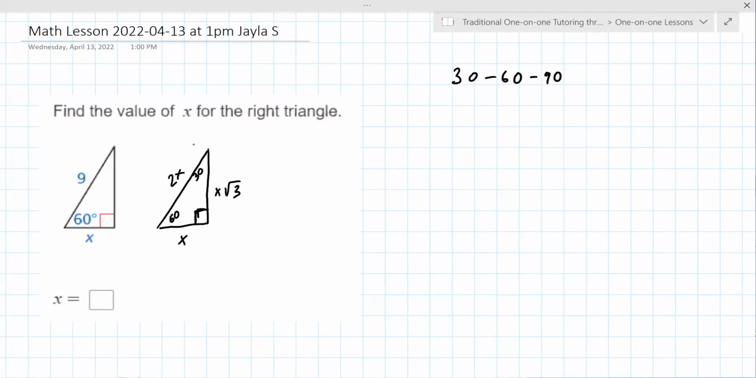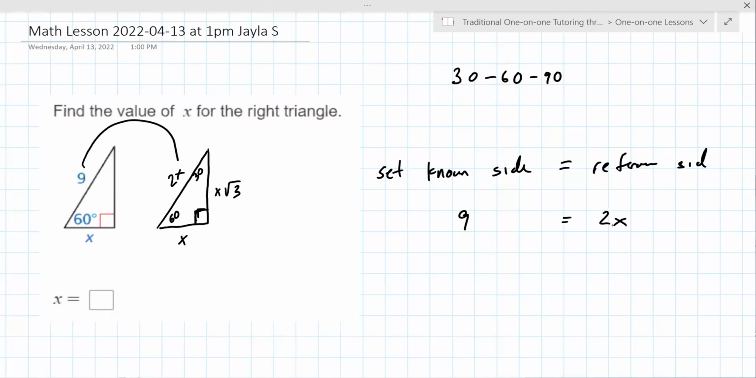Okay, now you're thinking, well, why does that matter? Well, what you do is you set the known side, which is 9, equal to the reference side. And by reference, I mean the one that's identical to it, it's 2X. So in this case, you solve for X by dividing by 2. That means X is 9/2. Now to be clear, X is referring to this X over here on the reference triangle, but it just happens to be the same X that you're looking for. So this is your answer.